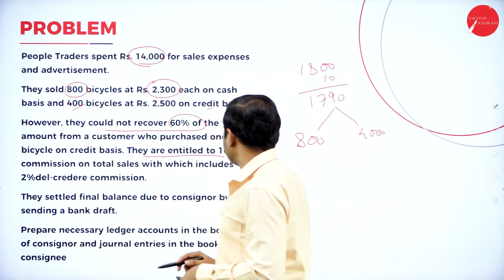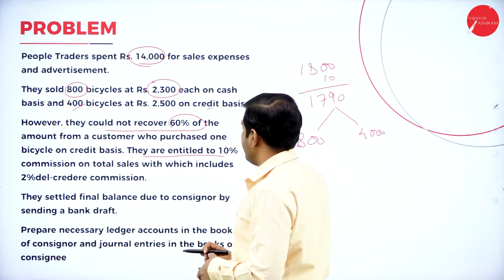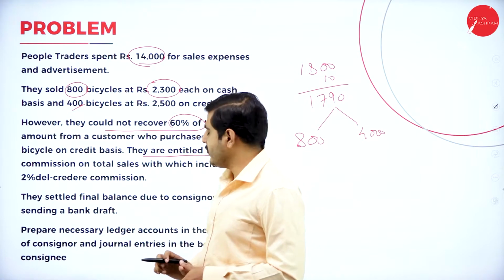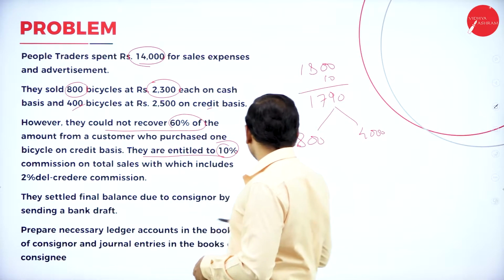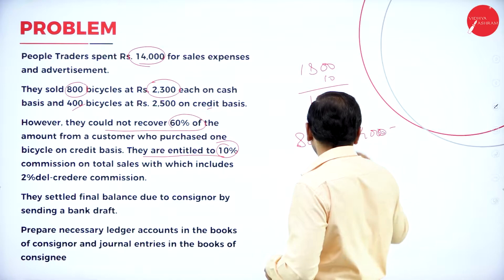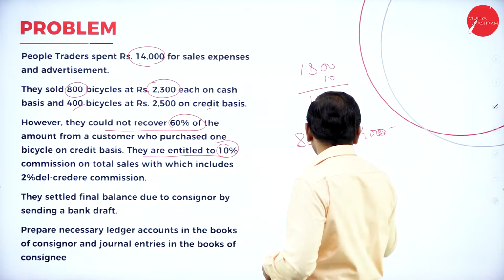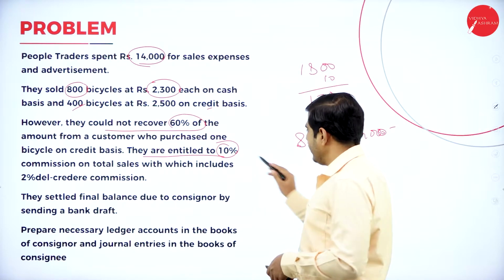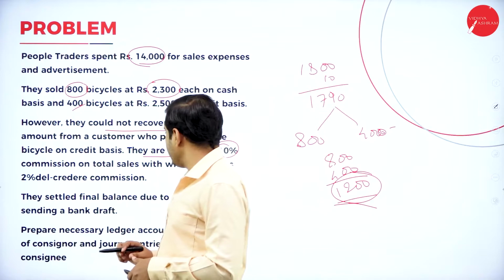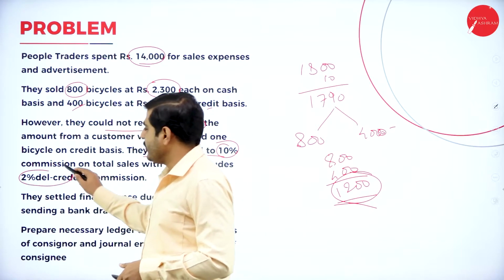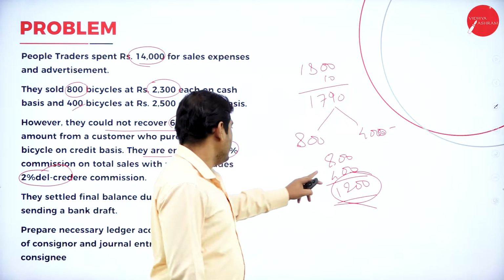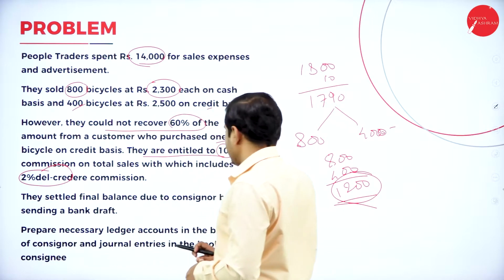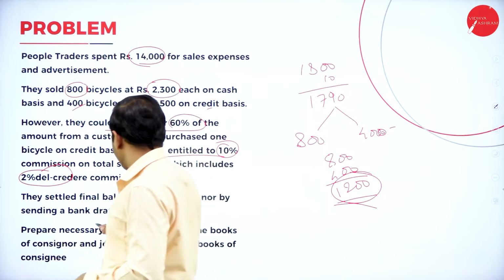They are entitled to 10% commission on total sales, which includes 2% del credere commission. So what do you mean by that? See, 10% commission on the total sales. What is the total sales? 800 plus 400 equals 1200 is the total sale. On this amount they will get 10% ordinary commission, and 2% del credere commission on credit sales. They settled the final balance due to the consignor by sending a bank draft.